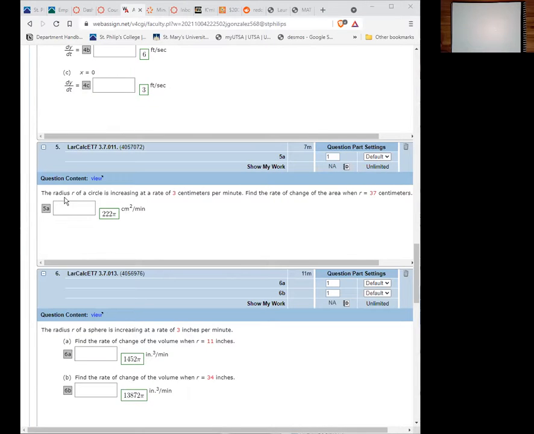Okay, number 5 looks like it starts getting a little difficult. It says the radius r of a circle is increasing at a rate of 3 centimeters per minute. Find the rate of change of the area when r is 37 centimeters. Well, they want us to find an area, and they're talking about circles.